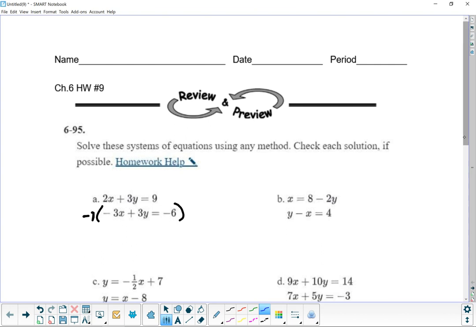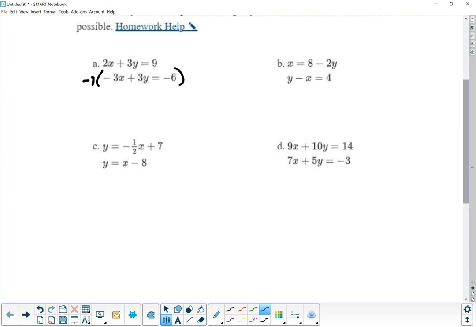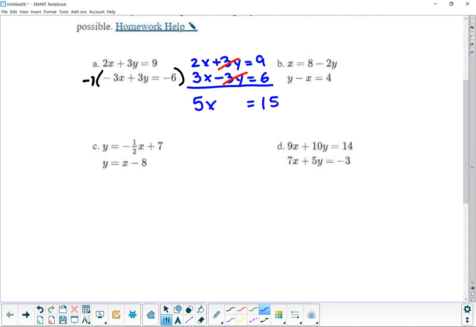Top equation is still going to look like 2x plus 3y equals 9. Bottom equation is now going to be negative 3x, because it's the opposite of 3. And it's going to be negative 3y is equal to positive 6. And by doing this, my y's cancel and I just add, and I will get 5x equals 15.